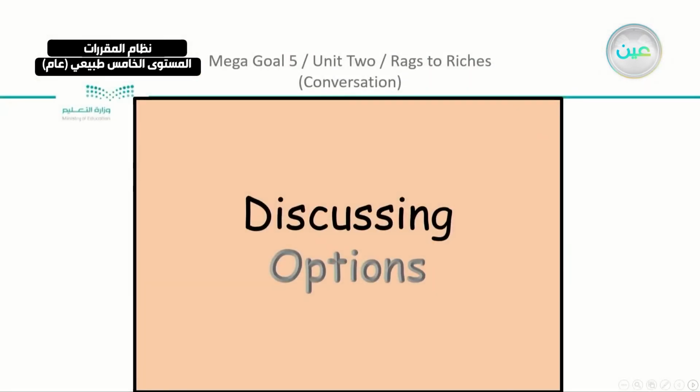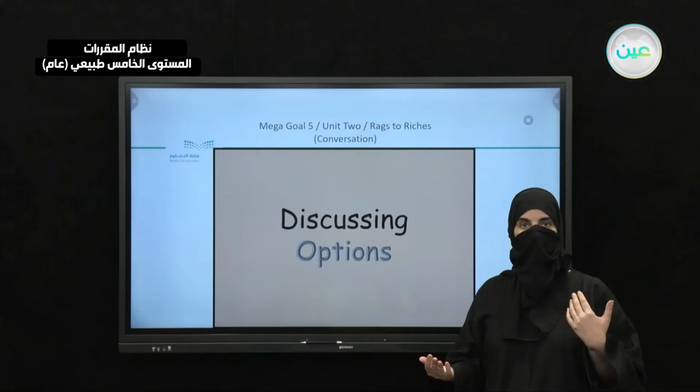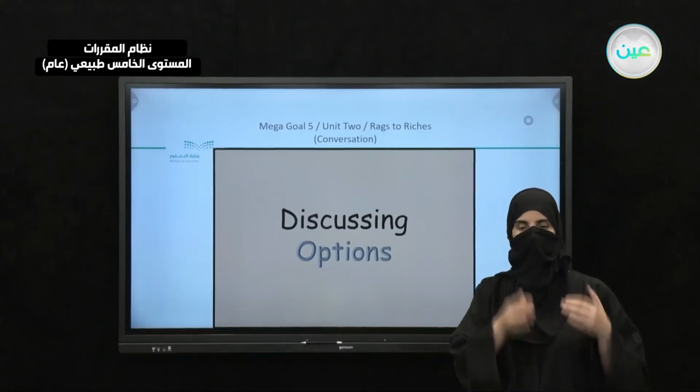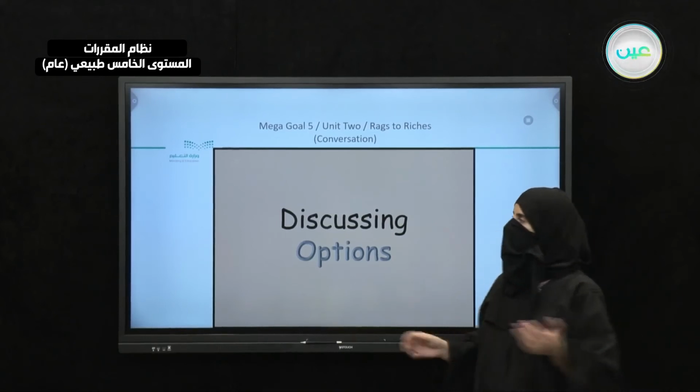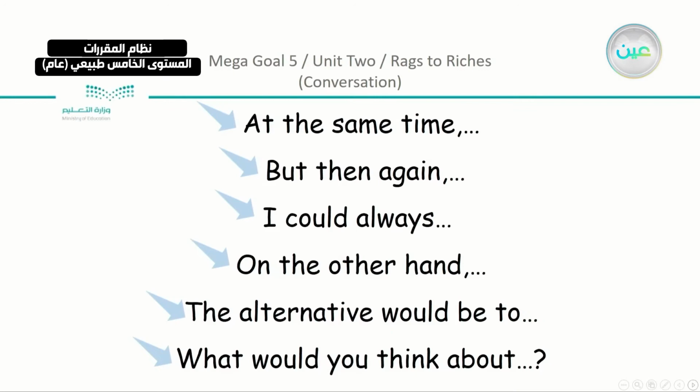Discussing options. Now, when Ahmed and Ibrahim were discussing, there were many options that Ahmed had in mind, and then he changed, he gave another option. So here, okay, so these are the expressions that we have.